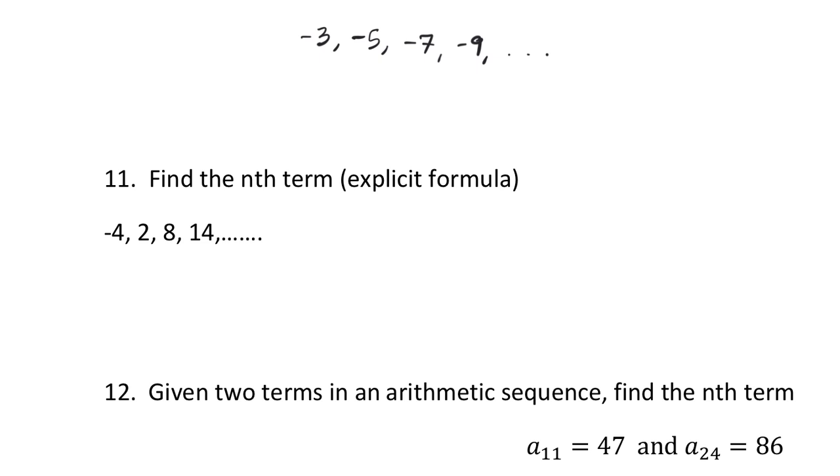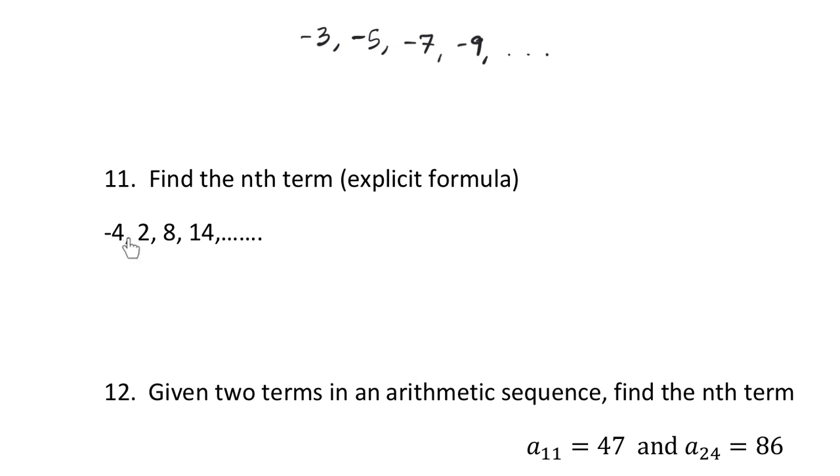So question 11, it isn't clear which section this comes from. Explicit formula, we practiced finding the nth term or explicit formula for an arithmetic and a geometric, so we need to figure out which one this is. So if it's arithmetic, there's a certain way to do it. If it's geometric, there's a different way of doing it.